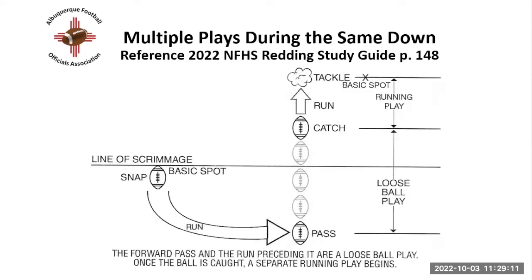Here's a combination play. We have a forward pass and then a run preceding it, all part of the loose ball play. Once the ball is caught, a separate running play begins. So you have the quarterback take a snap, run off to the right, throw a pass downfield, and the catch is made beyond the line of scrimmage. Now we have a loose ball play that has ended with that catch. Now we begin the next segment of this play, which is a running play, where that running play will not end until that player is tackled or a fumble goes out of bounds or a fumble is recovered by another player, okay?